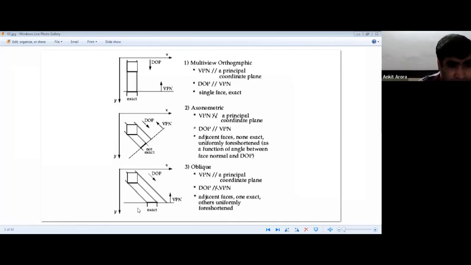So when we are talking about the multi-view orthographic, you have a principal coordinate plane, and then you have a single face that is exact. This is the direction of plane. This is the exact dimension that you are achieving. So this is the exact value that you're going to get in this particular direction. This is quite easy. This is the VP, and everything is created the way it is. I think Ritu is sorted out with her doubts.